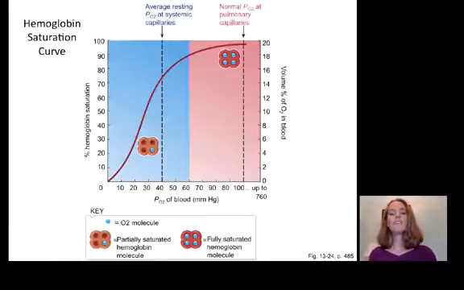And now we're going to graph it. Don't hate me for this, you guys. I know I bug you guys about graphing all the time, but I promise this is a skill that you're going to need. So let's walk through this graph really slowly so you can understand the hemoglobin saturation.